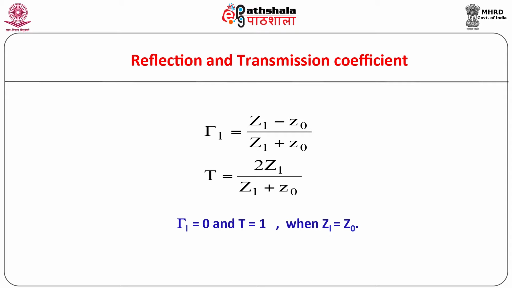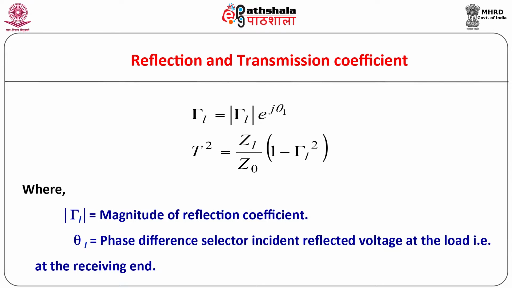From the above expression, it is clear that the reflection coefficient τL is 0 if ZL is equal to Z0 or infinity. Similarly, T will be equal to 1, that is the transmission coefficient will be 1, if ZL is equal to Z0 or ZL is infinity. The reflection coefficient and the transmission coefficient are complex quantities. Reflection coefficient τ at a distance L from the load is expressed as τL equal to magnitude of τL times e raised to jθ.